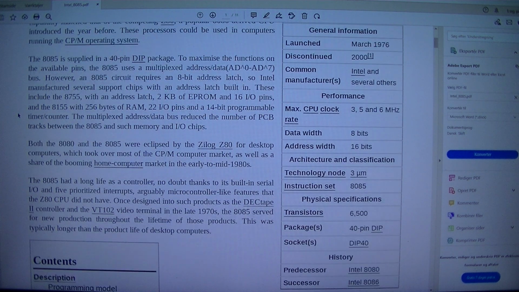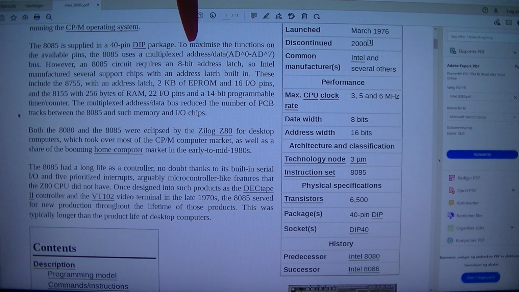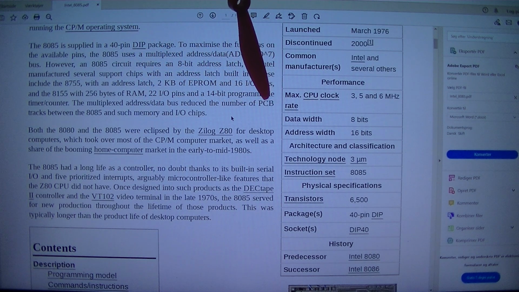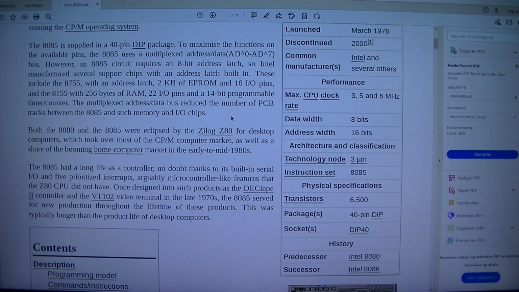The 8085 is supplied in a 40-pin DIP package. To maximize the functions on the available pins, the 8085 uses a multiplexed address/data bus, AD0-AD7. However, an 8085 circuit requires an 8-bit address latch, so Intel manufactured several support chips with an address latch built in. These include the 8755, with an address latch, 2 KB of EPROM and 16 I/O pins, and the 8155 with 256 bytes of RAM, 22 I/O pins and a 14-bit programmable timer/counter. The multiplexed address/data bus reduced the number of PC tracks between the 8085 and such memory and I/O chips.